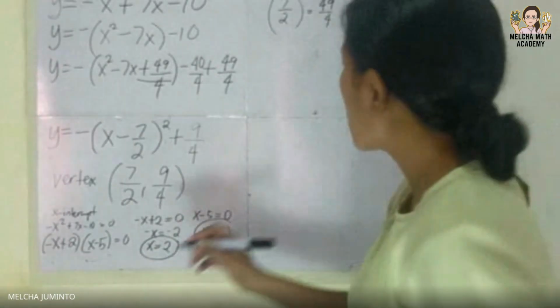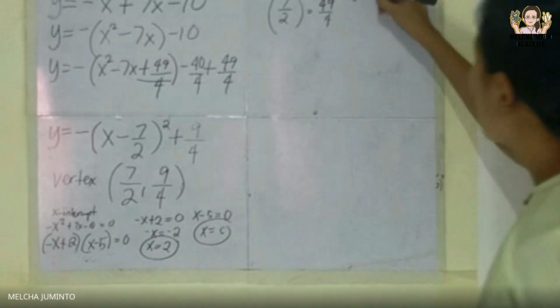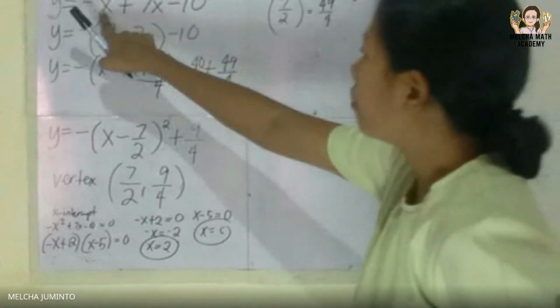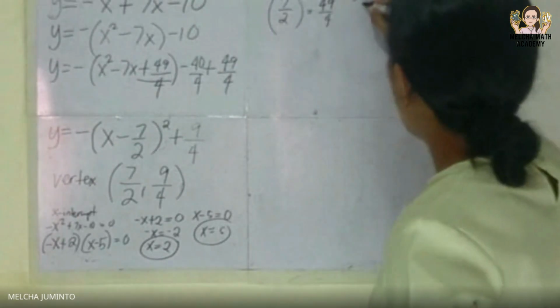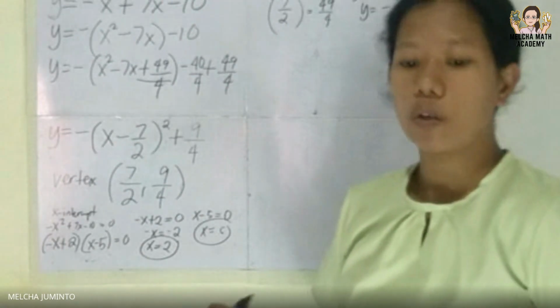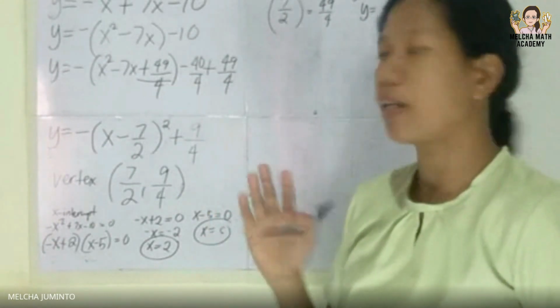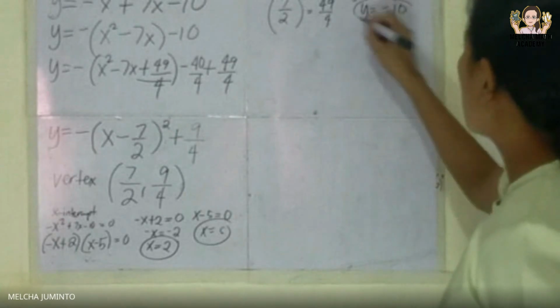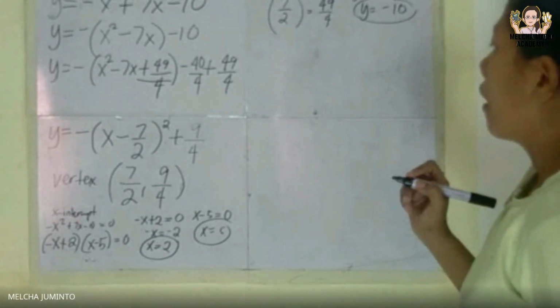For the y-intercept, just write all of this will become 0. Therefore, y-intercept is negative 10. Even without solving, we can easily determine that the y-intercept is negative 10 because these two terms will become 0. So y-intercept is negative 10. Okay, let us now graph.